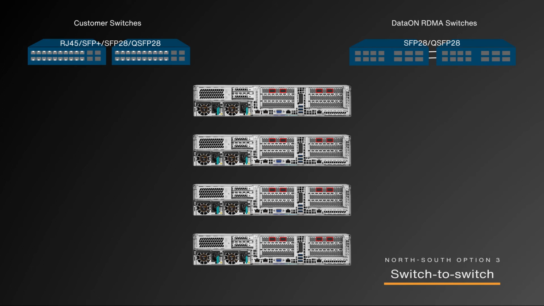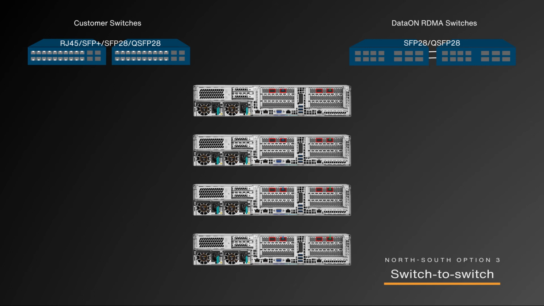Option 3, leverage existing RDMA connections. In the two previous scenarios for north-south traffic, we utilized two physical ports from each server to your switches. The advantage is easier setup, but requires a lot of ports to configure and manage as your environment grows.